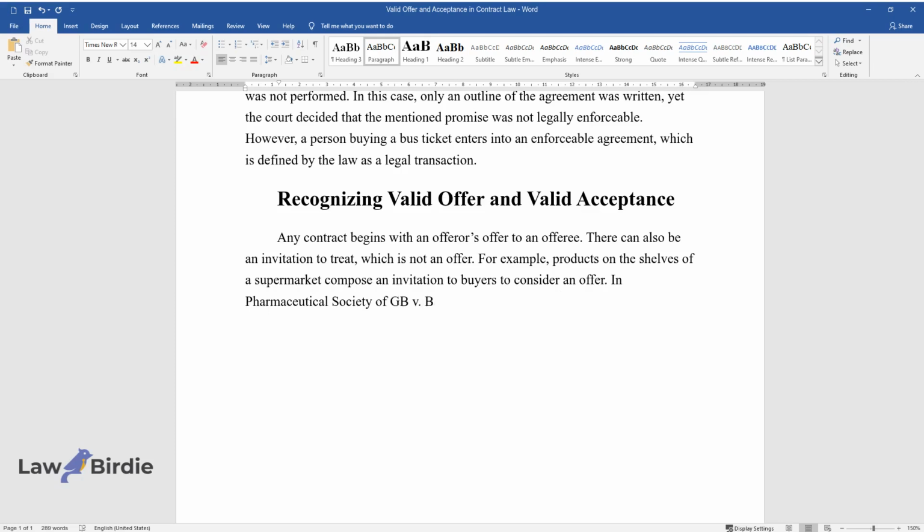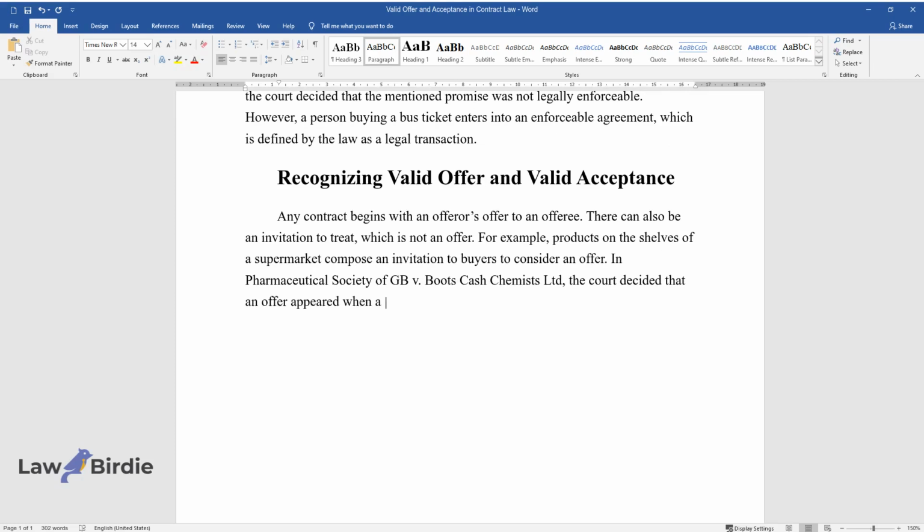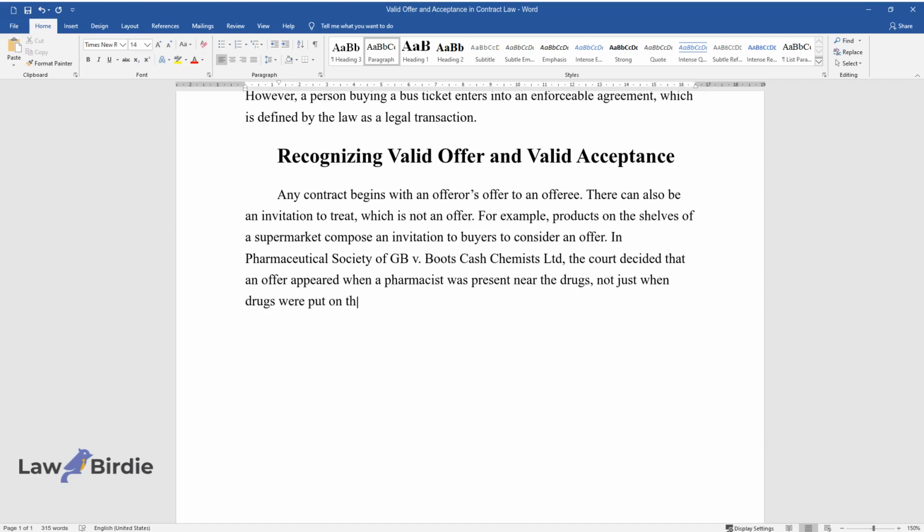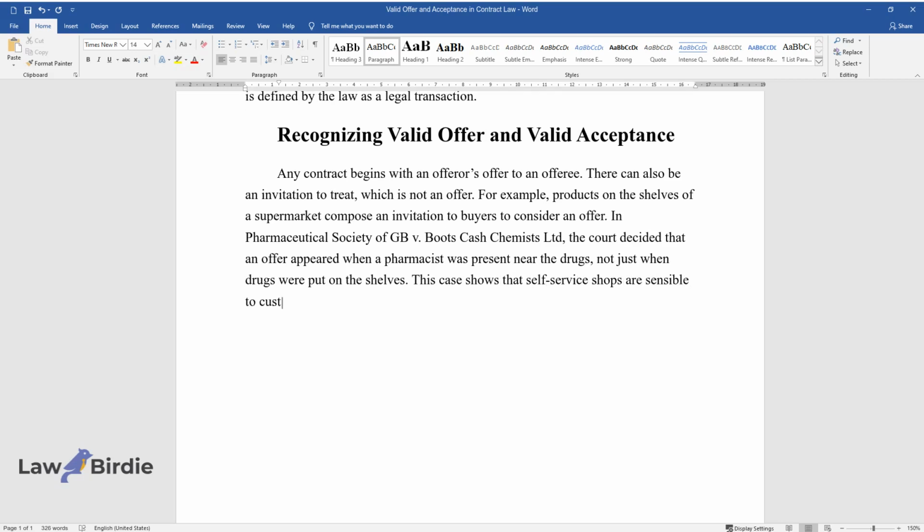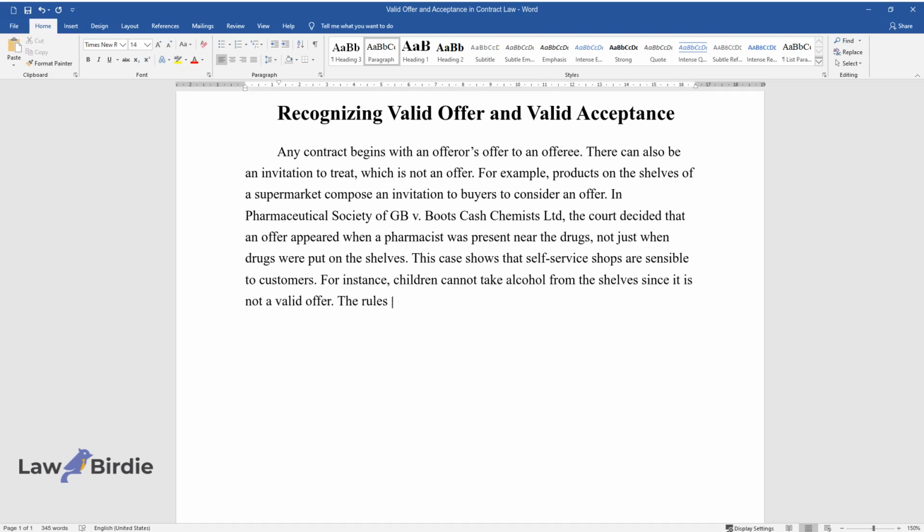In Pharmaceutical Society of GB v. Boots Cash Chemists Ltd., the court decided that an offer appeared when a pharmacist was present near the drugs, not just when drugs were put on the shelves. This case shows that self-service shops are sensible to customers. For instance, children cannot take alcohol from the shelves since it is not a valid offer.